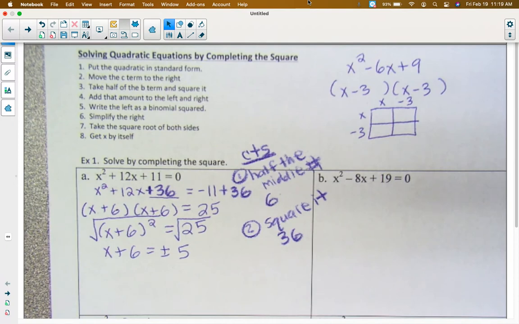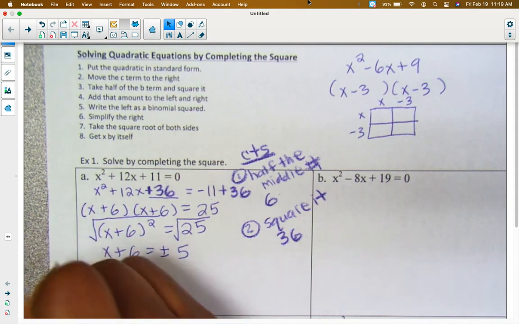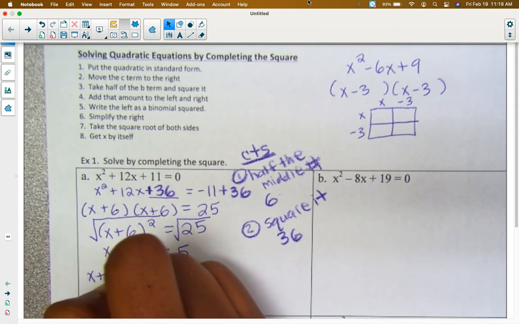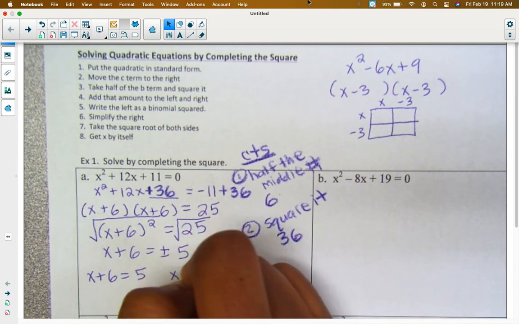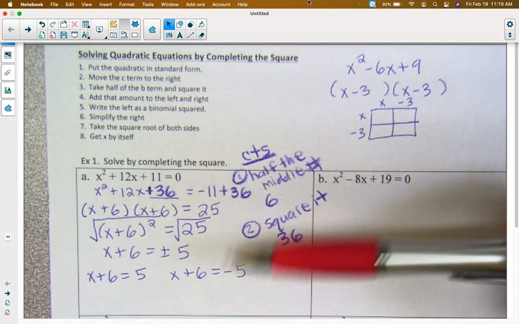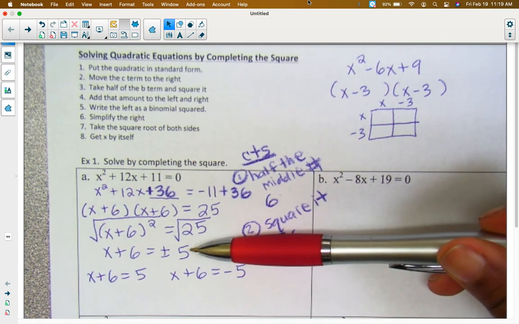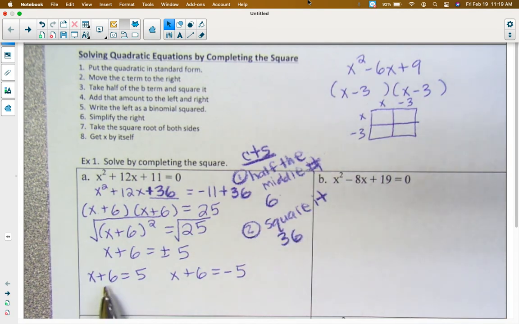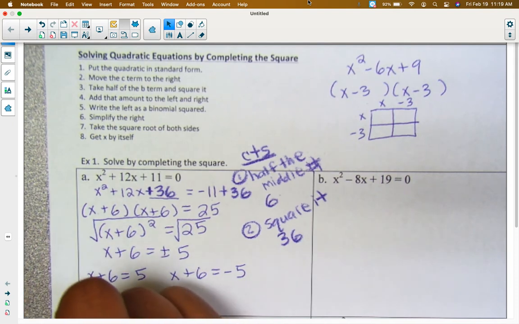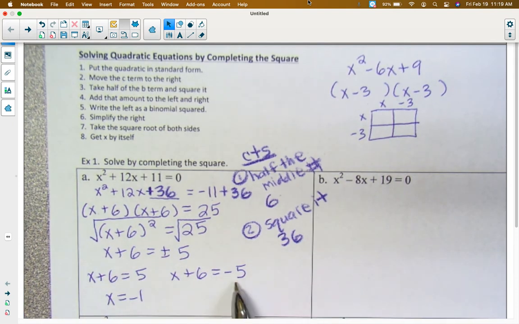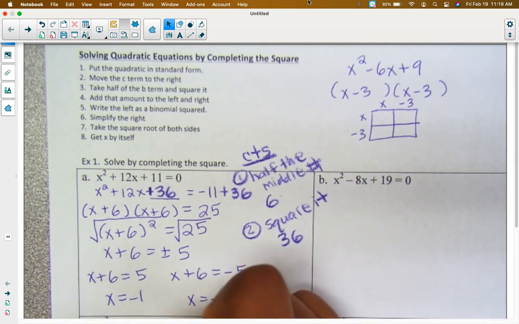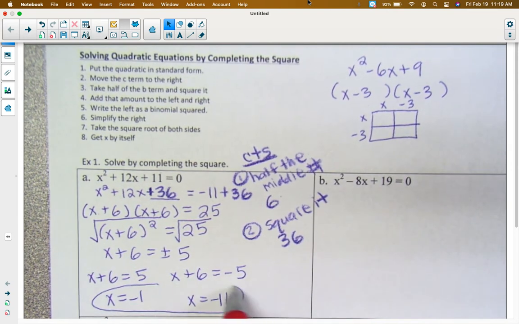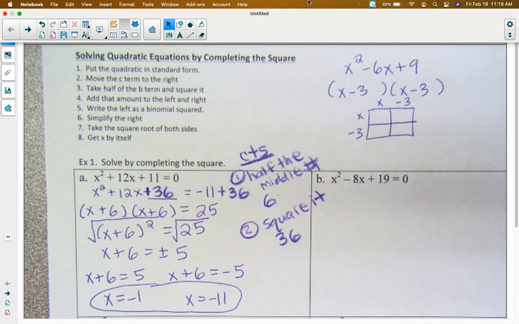Now, I'm going to set up two different equations so I can get my two different numbers. X plus 6 equals positive 5, and x plus 6 equals negative 5. And we're going to go through and solve each one. Subtract 6, you get negative 1. Subtract 6, you get negative 11. So these are our two answers, negative 1 and negative 11.